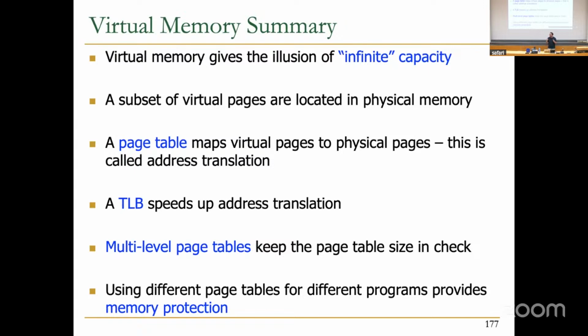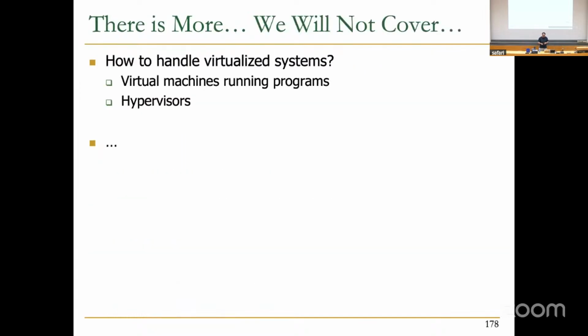We have a TLB and a memory management unit that try to speed up this address translation inside the core. We have multi-level page tables which try to reduce the size of the page table. And if we use different page tables for different programs, we can provide memory protection without the programmers needing to synchronize over the memory accesses they are doing. There is a lot more in virtual memory which we will not cover.